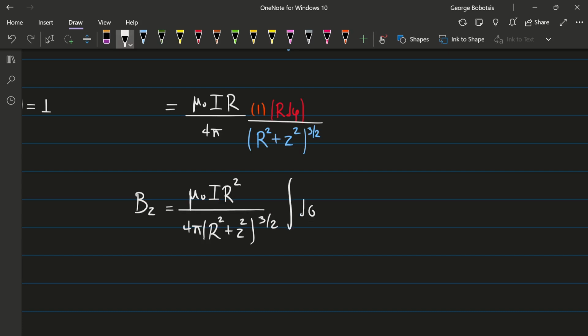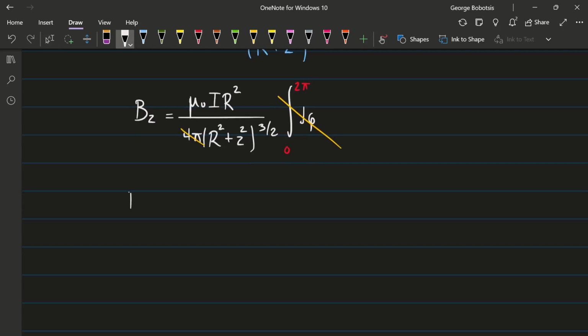You're integrating the ring. So of course you take the bounds from 0 to 2 pi. That gets you 2 pi. It partially cancels that term. And out comes your magnetic field along the Z: mu naught I R squared over 2 times R squared plus Z squared to the power of 3 halves.